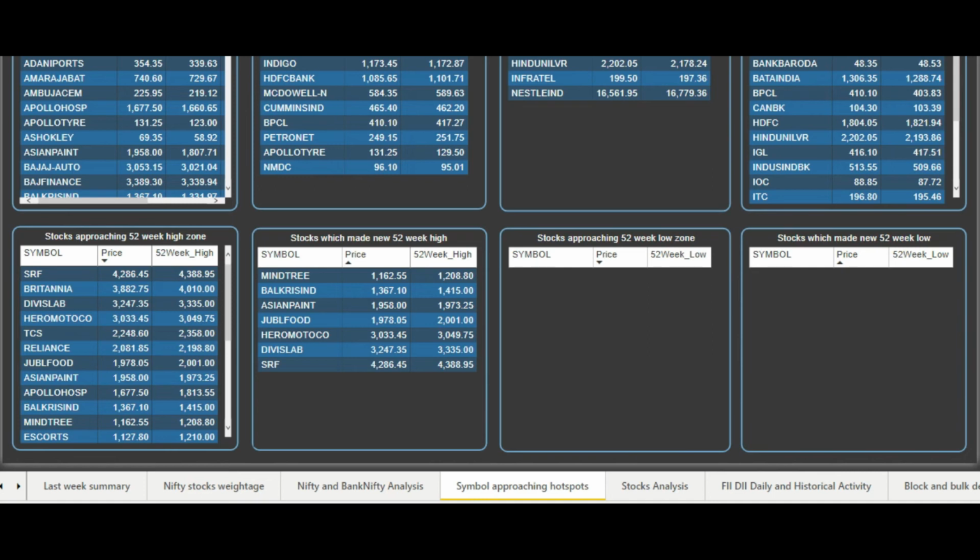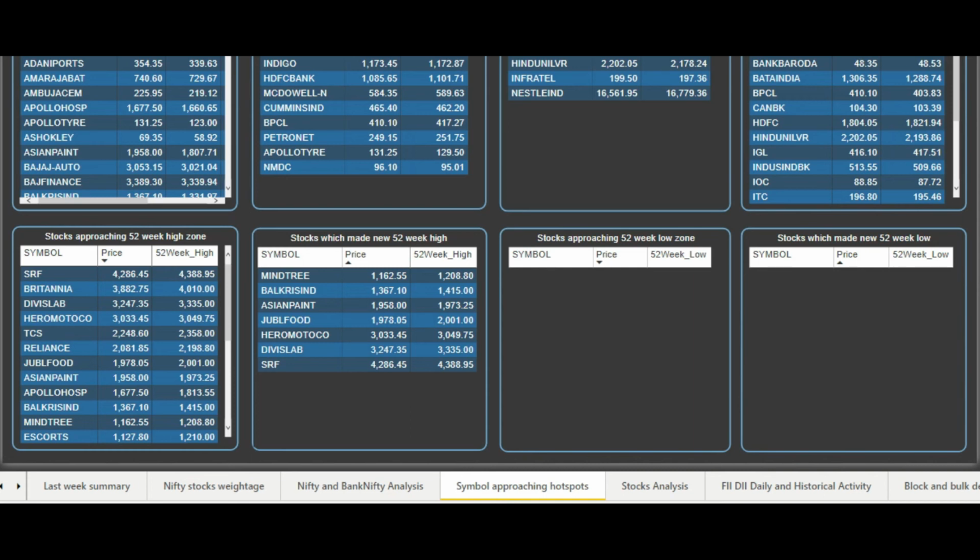It means that these stocks are bullish and in a bullish uptrend, and you can imagine that they can be on the verge of breaking out of the 52-week highs. It may or may not, but since they have already approached the 52-week high zone, there is a chance that they can actually break it. So you can build up a bullish view in these particular stocks.